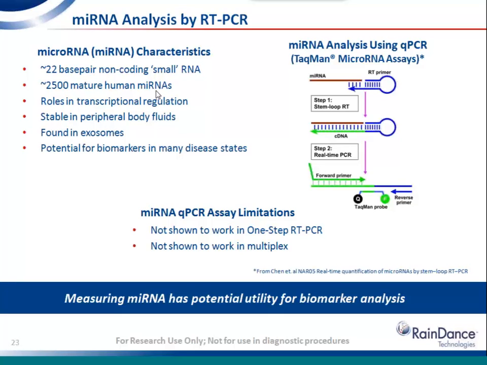There are approximately 2,500 mature human microRNAs in miRBase. They have diverse roles in transcriptional regulation. Interestingly, they're very stable in peripheral body fluids, and in fact, they're found in exosomes as well. So they have great potential for being biomarkers to measure a variety of disease states.